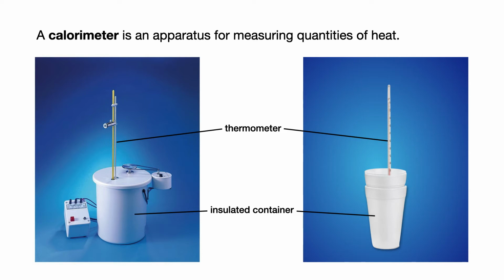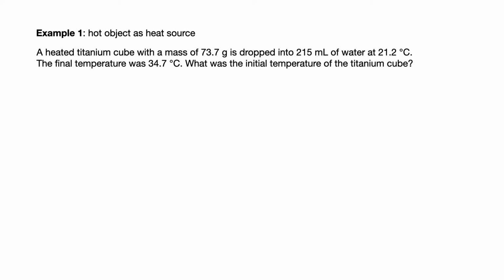So I want to go through a couple examples of the kinds of studies or experiments that you might do with a calorimeter that you would use to measure the heat associated with a process. The first example is a physical process where a hot object is the heat source for the calorimeter. The problem that I'm going to discuss is that a heated titanium cube having a mass of 73.7 grams is dropped into 215 milliliters of water at 21.2 degrees Celsius.